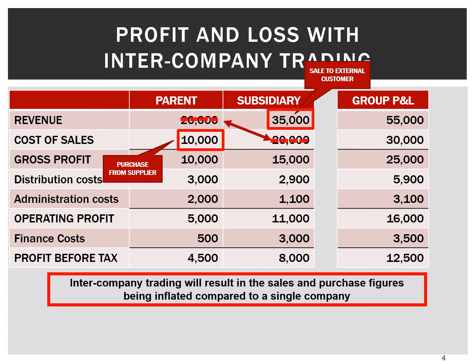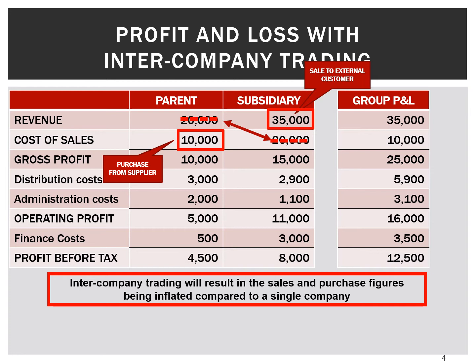If we now add the figures together, then the gross profit and the profit before tax won't change, but you'll see that the revenue figure has gone down. It was originally 55,000. It's now gone down to 35. Cost of sales, which was 30,000, has now been reduced to 10. And those are the figures that would appear in the profit and loss account if all transactions had just been carried on by one company.